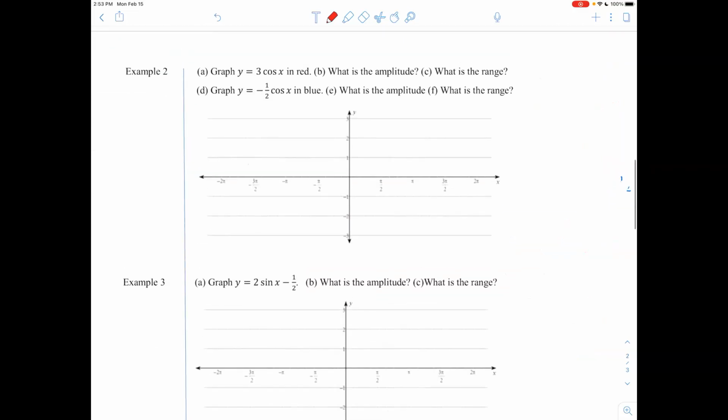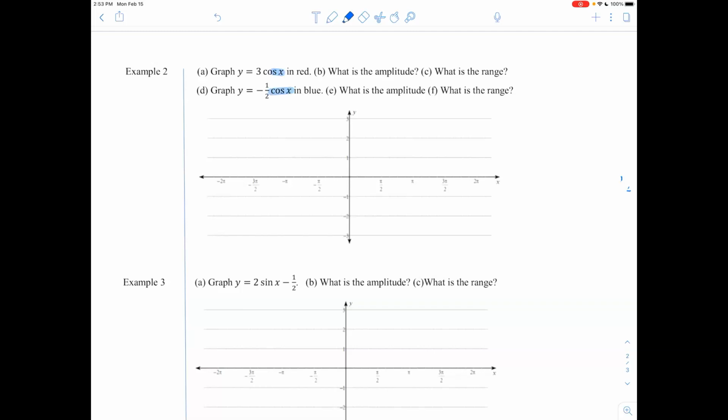Let's try example 2. Now with example 2, I'm going to do the first part, and then I'm going to have you do, I'm going to do the first example, A, B, and C. I'm going to have you do D, E, and F, and then we'll see how you did. Okay, so with this set, we are doing cosine x.